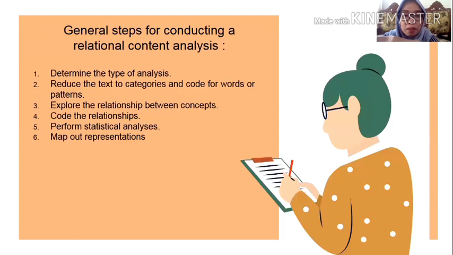Code the relationship means the difference between conceptual and relational analysis is that the statements or relationships between concepts are coded. And perform statistical analysis means exploring the differences or looking for relationships among the identified variables during coding. And the last is map out representation, such as decision mapping and meta models.